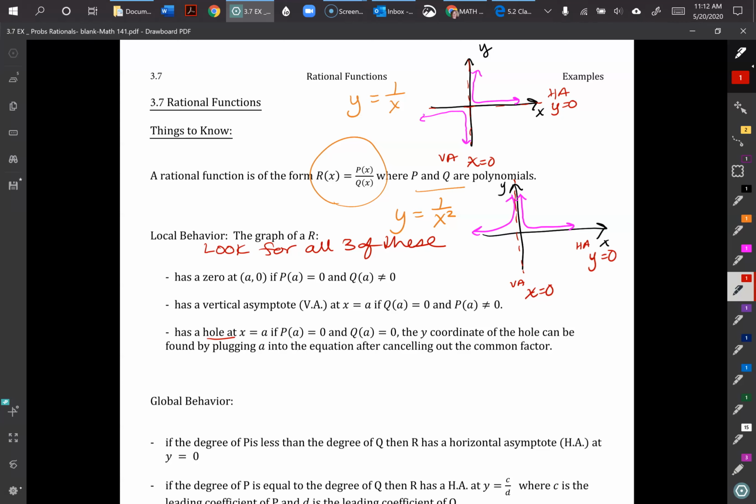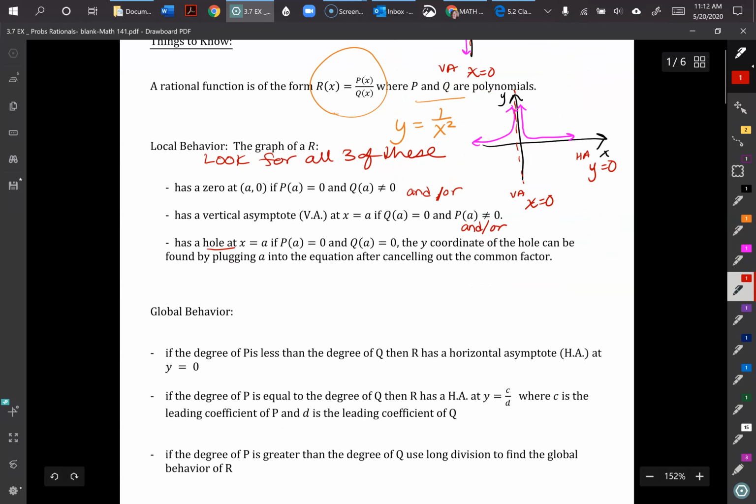So for local behavior, we're going to look at if it has a zero at x equals A, if P of A equals 0 and Q of A is not equal to 0. Then it has a vertical asymptote at x equals A if Q of A equals 0 and P of A is not equal to 0. Once I do the examples, you'll see more what this means. It has a hole at x equals A if P of A equals 0 and Q of A equals 0.